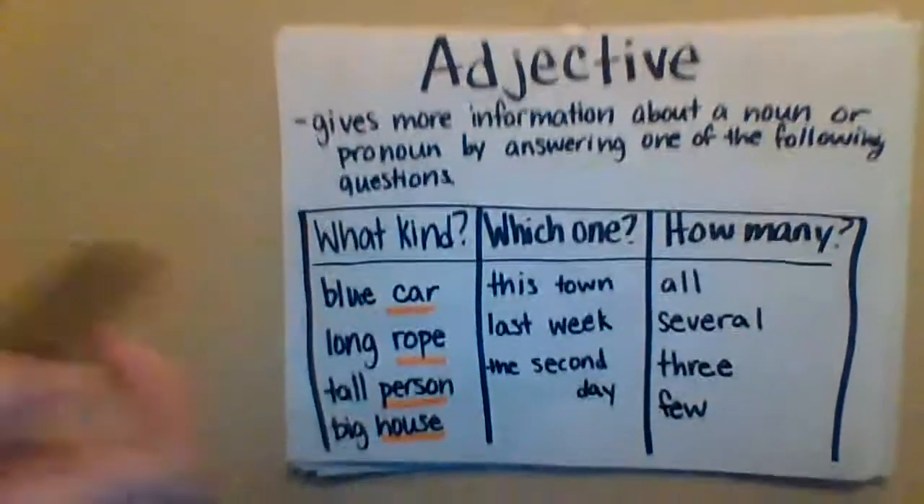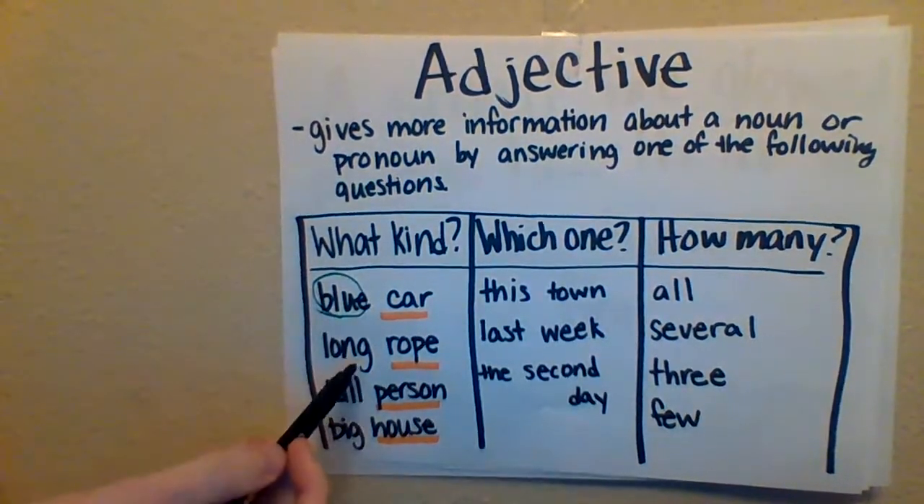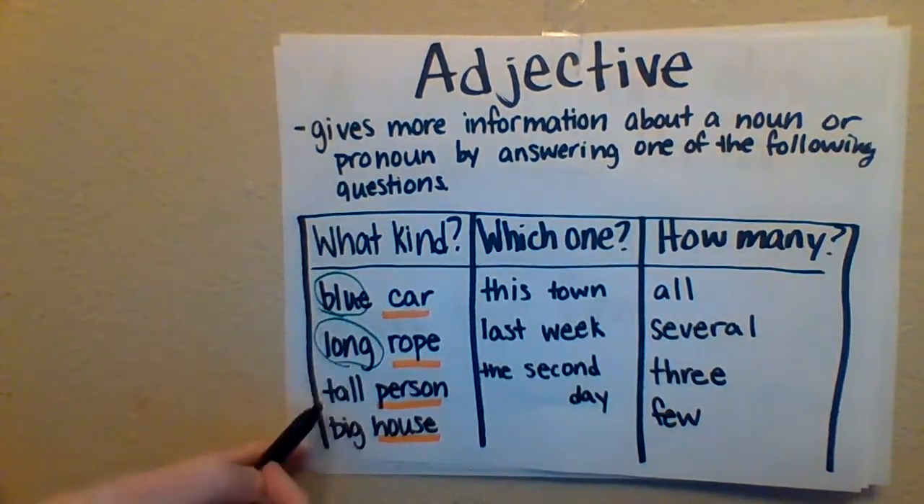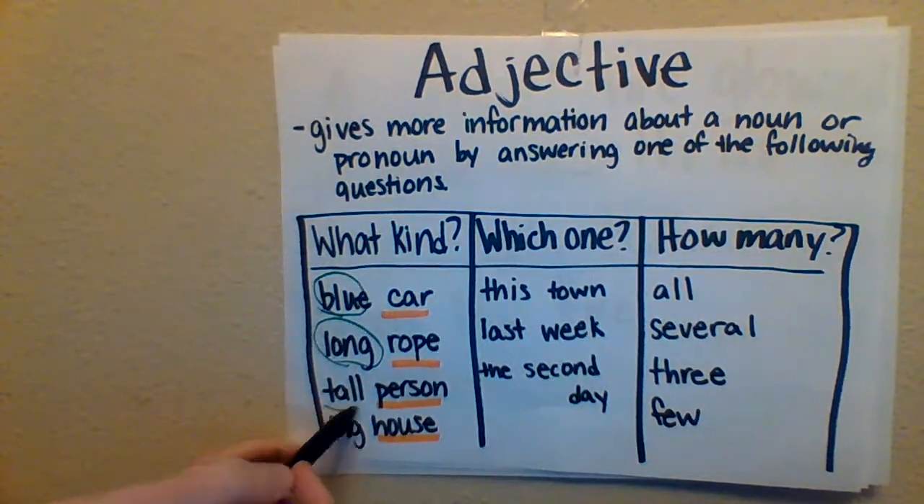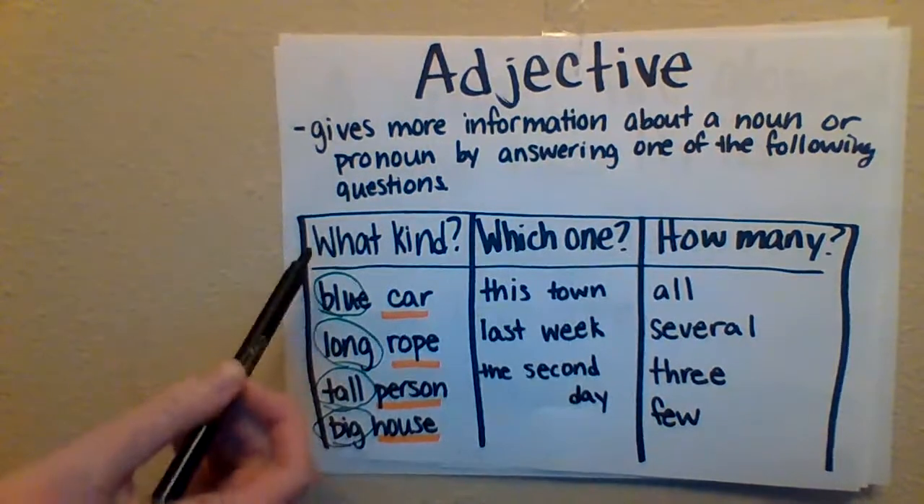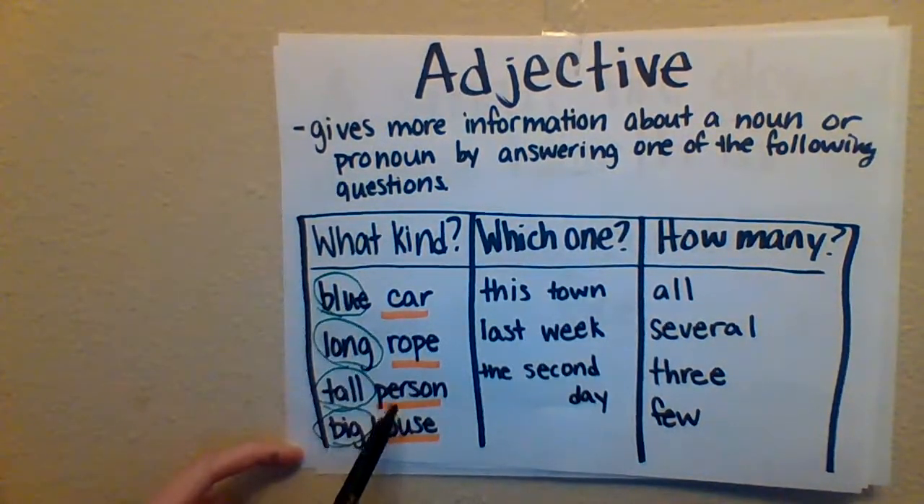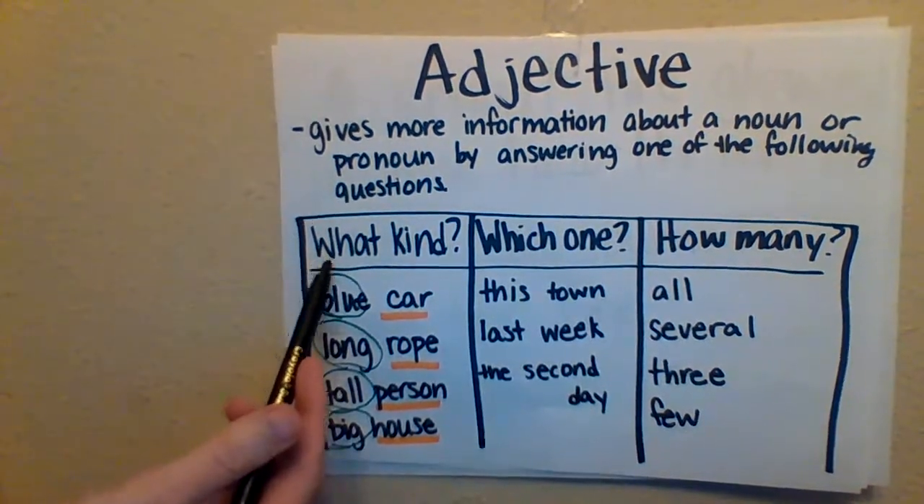So here we have what kind of car? A blue car. What kind of rope? A long rope. What kind of person? A tall person. What kind of house? A big house. All of these describe these nouns by answering the question of what kind.